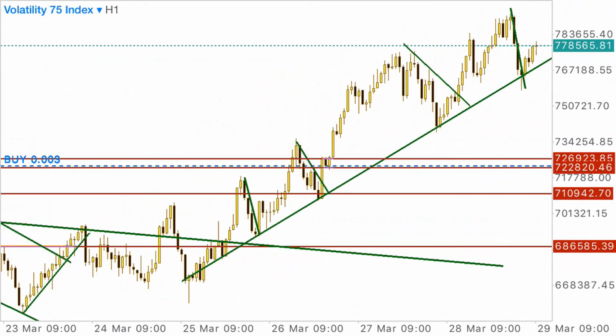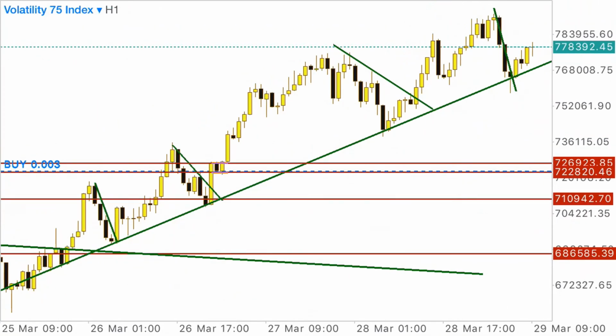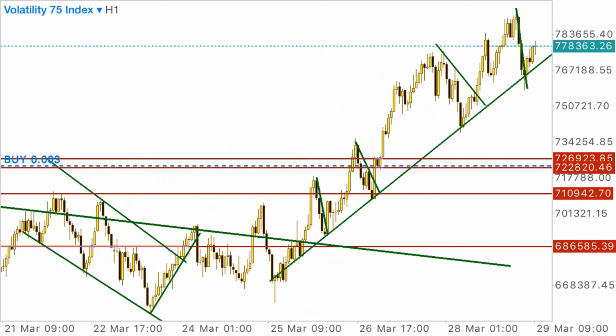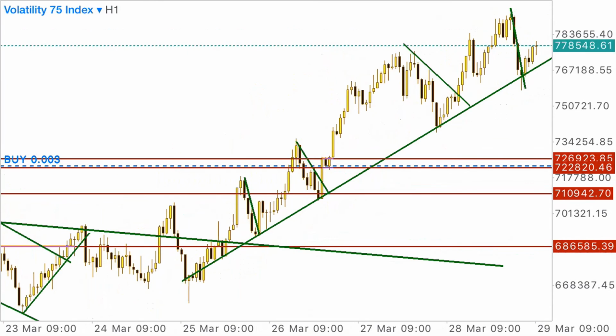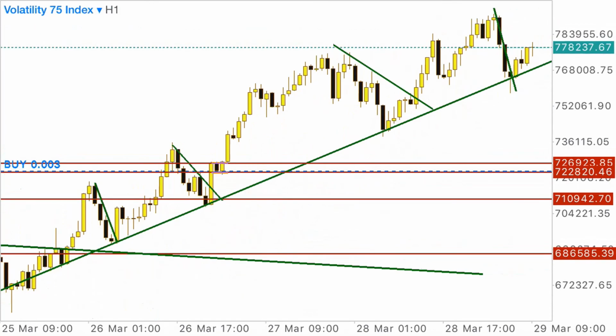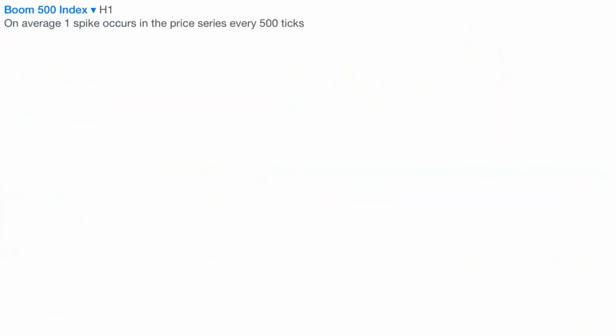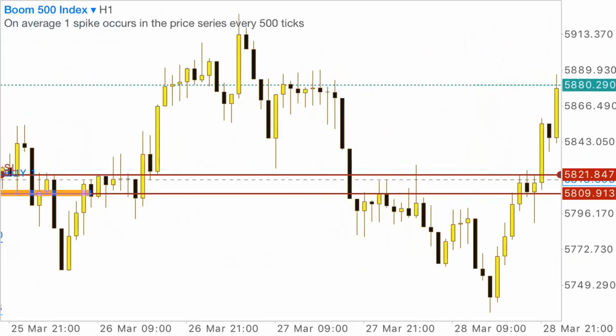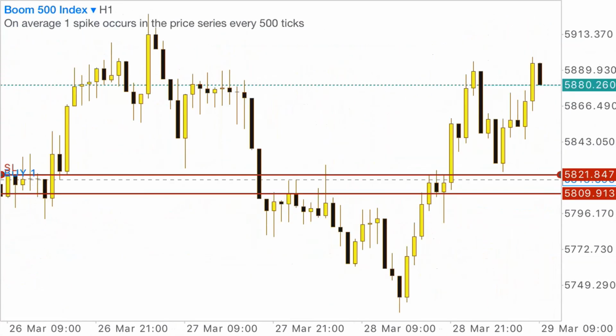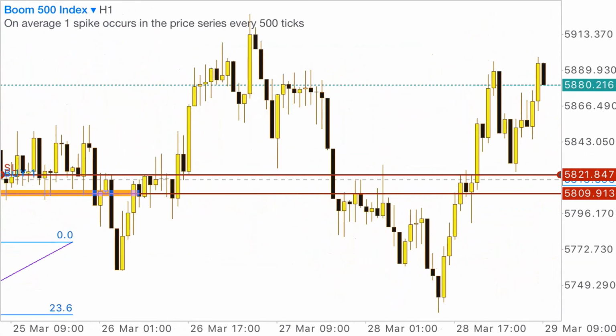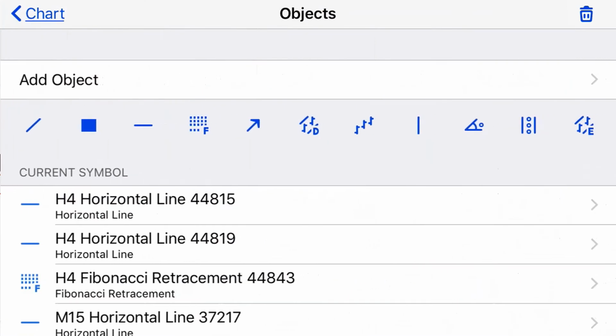Another thing I want to show you guys is confluence, but that's going to be on another video. This is just a small breakdown, a little understanding of what we have going on right now. I also have something going on on Boom right here. This looks like, okay, it's not a double top, but let me show you why I took this one.